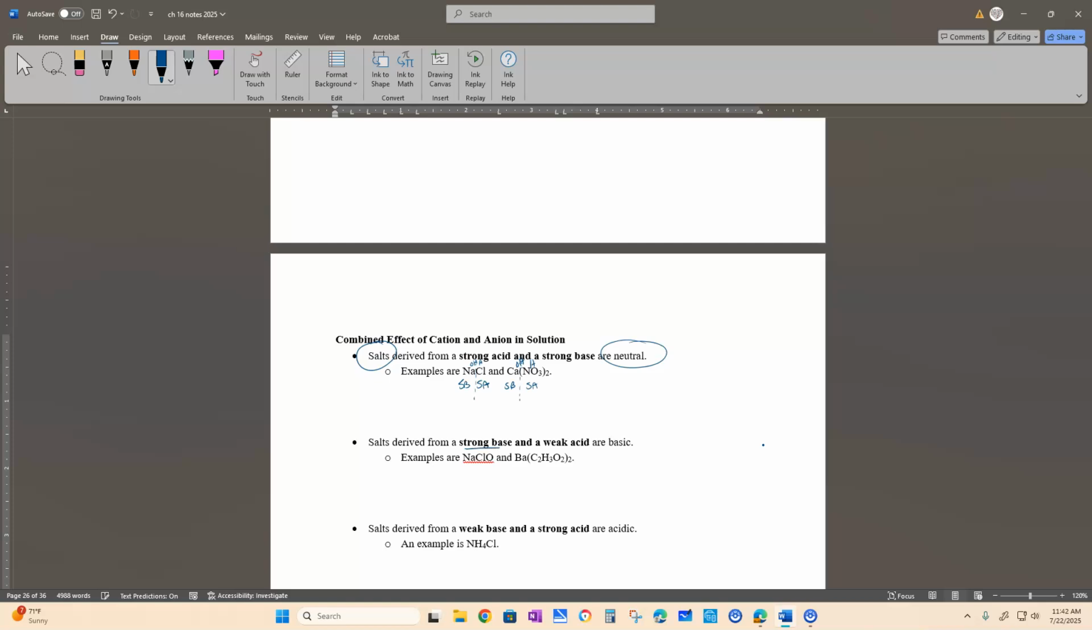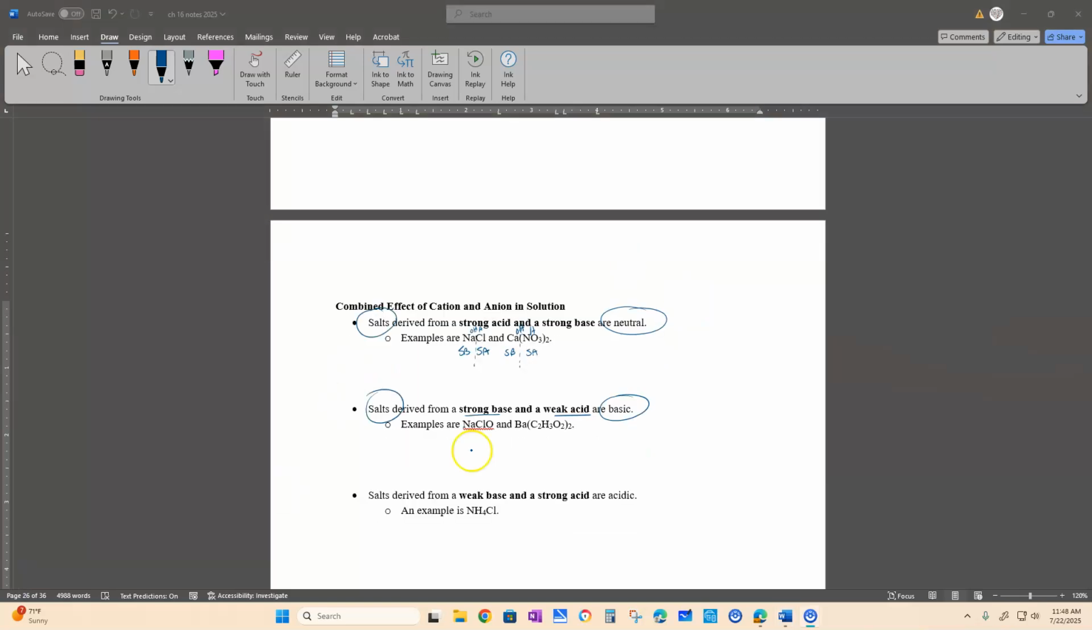If you have a strong base and a weak acid, the salt is going to be basic. Okay? So the salt will be basic. So where did it dissociate? So the NaClO, it's going to dissociate right here. So this sodium came from NaOH, a strong base, and ClO from HClO.